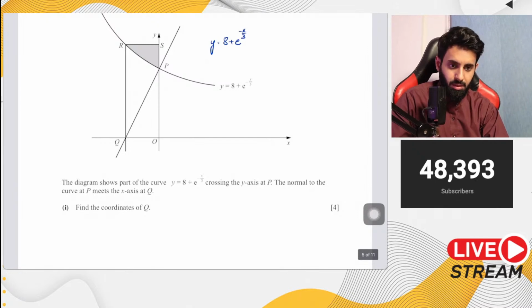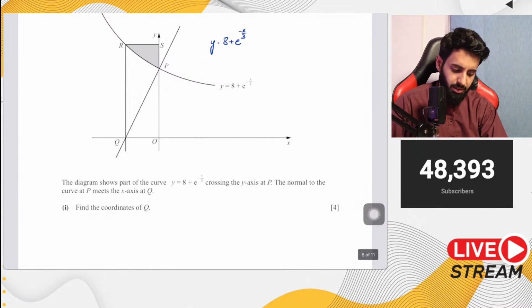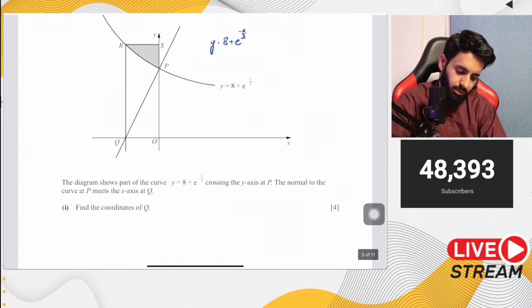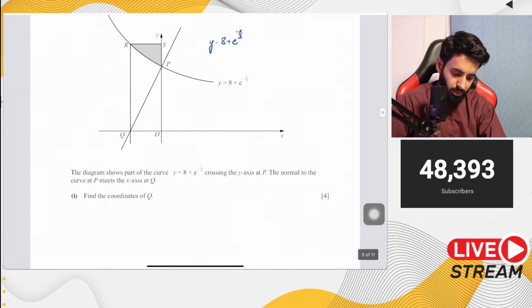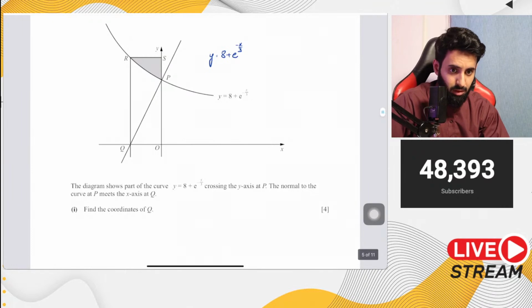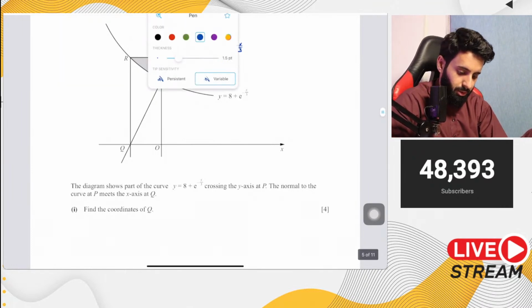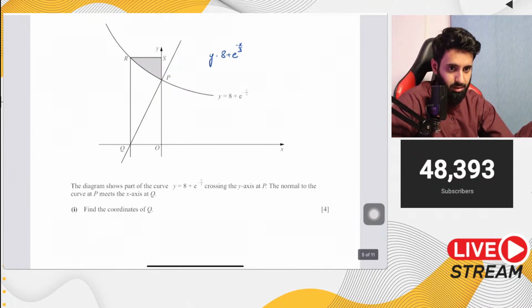The points of Q, you mean the coordinates of Q are minus 3 comma 0? Alright, I don't know. Let's find out. So we need a point to form the equation of the normal. What point are we going to use? What is the point that we're going to use in order to find the equation of the normal? Question for you guys.